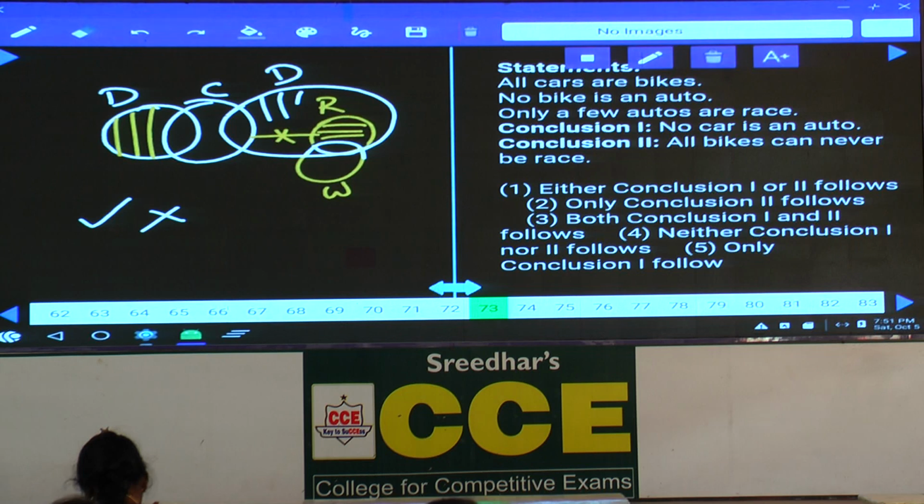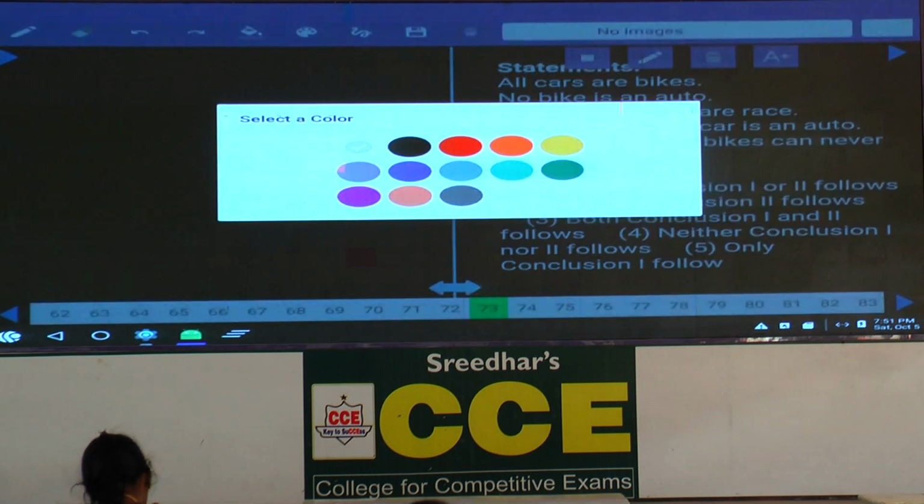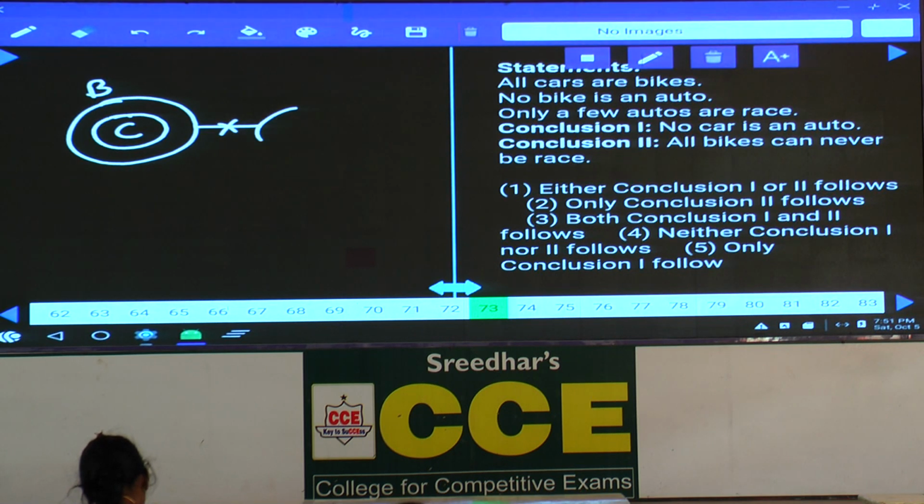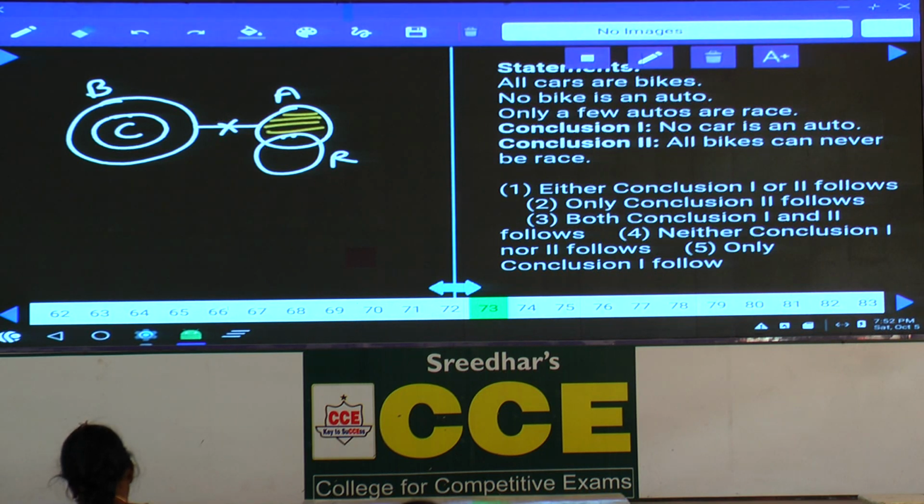Then coming to question number 73. Now in this 73, tell me what is the information we have. All cars are bikes. No bike is an auto. And only few autos are race. Only few autos are race means some autos are race. That means some of the autos are not race must also be true. At the same time, all autos should not be race.